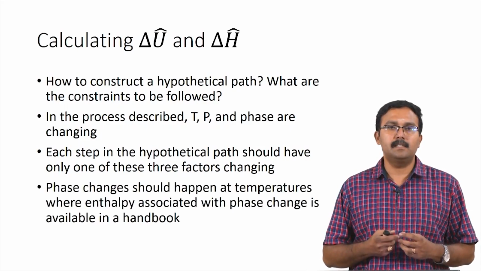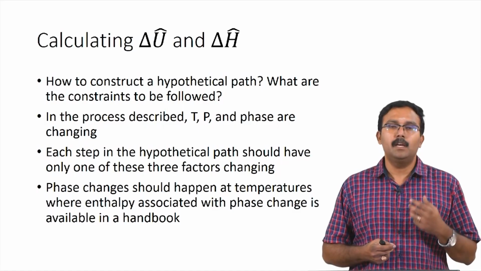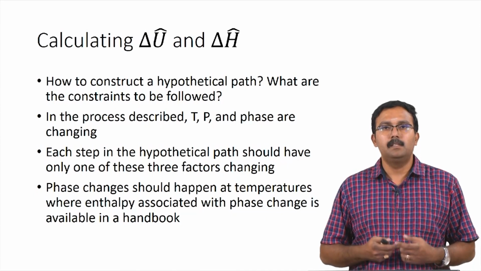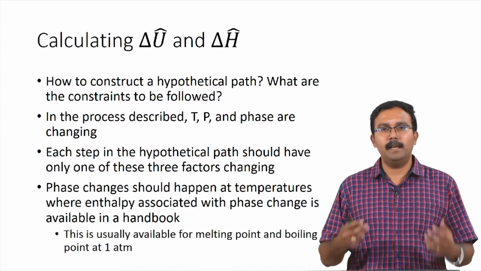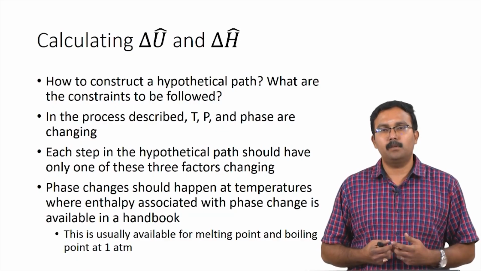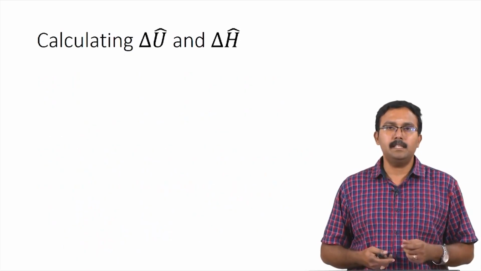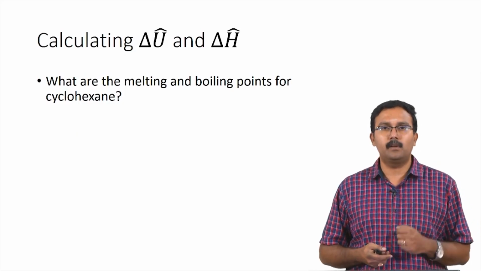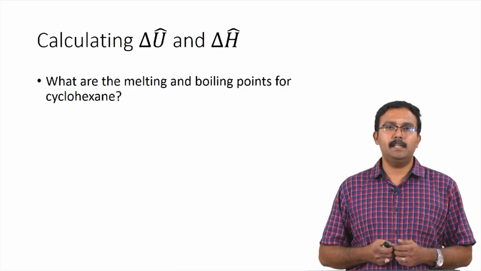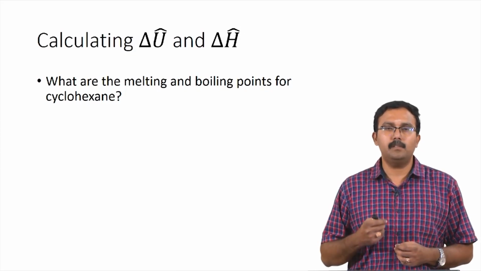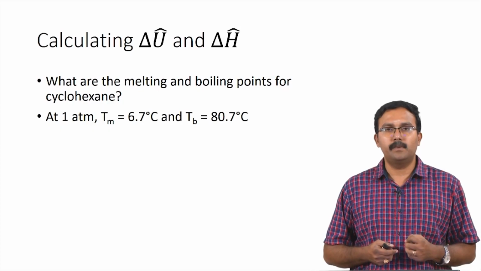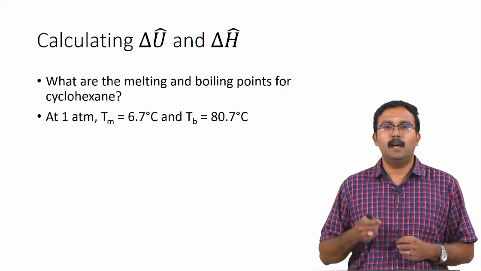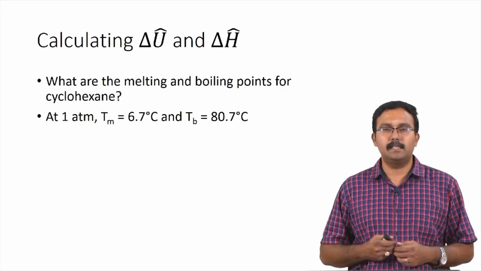The phase changes would also have to happen at temperatures where the enthalpy associated with phase change is available for us from some table. This is usually available for melting point and boiling point at 1 atmosphere. So, the phase change itself would have to happen at the melting point and boiling point of cyclohexane. So, first thing to identify then is what are the melting points and boiling points of cyclohexane. At 1 atmosphere, the melting point for cyclohexane is 6.7 degrees Celsius and boiling point is 80.7 degrees Celsius.